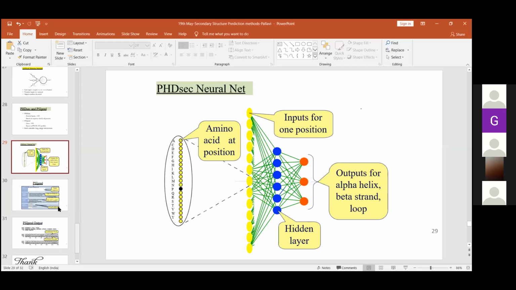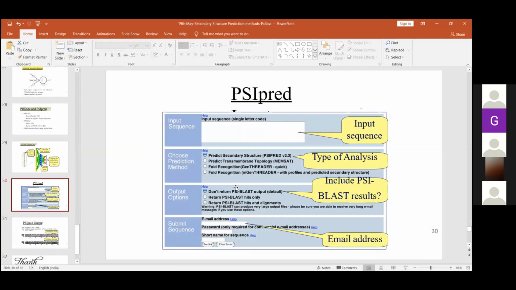Similarly, for Cypred, you have a window like this. You give the input sequence. You have to select what you want to do, whether you want to predict the secondary structure. For secondary structure, we use Cypred. If you have to predict transmembrane topology, you go for MEMSAT. If you have to find out the fold, you go for GenThreader.